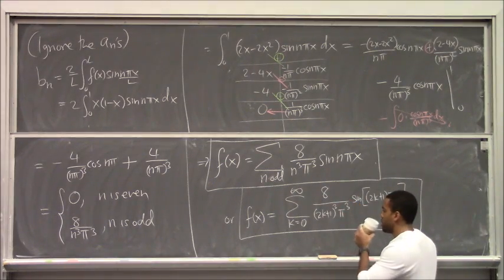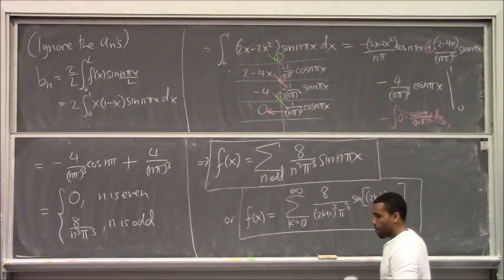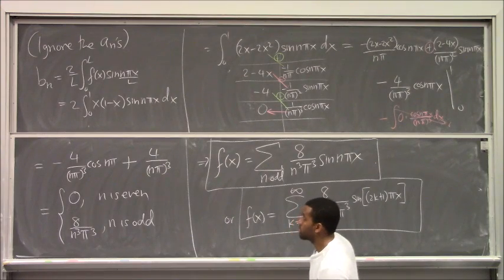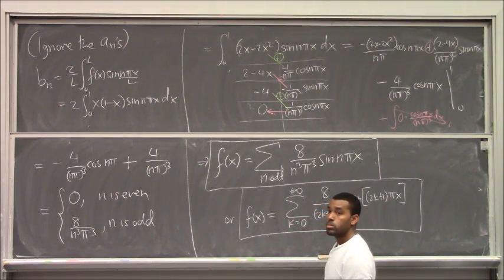Okay. I'm kind of confused on what you're doing after with the even and odd, like how do you get 0 and 8?